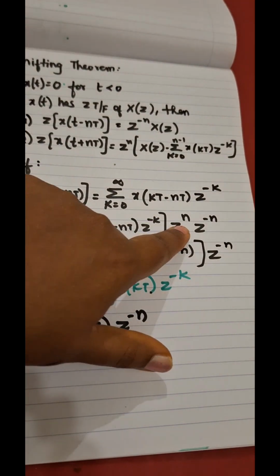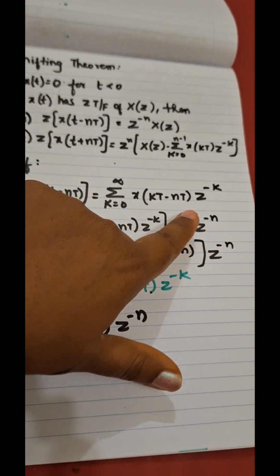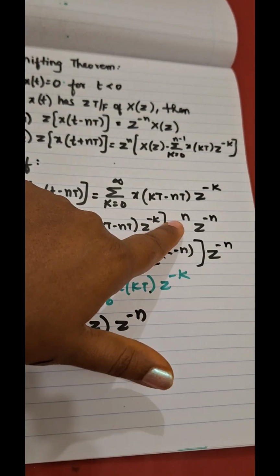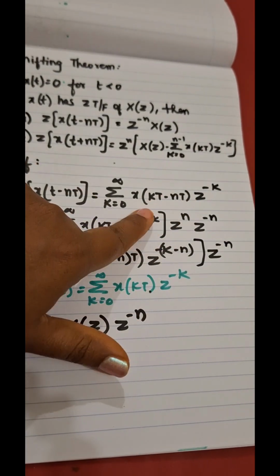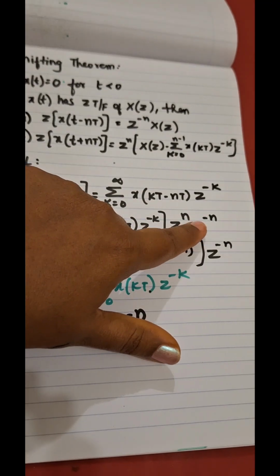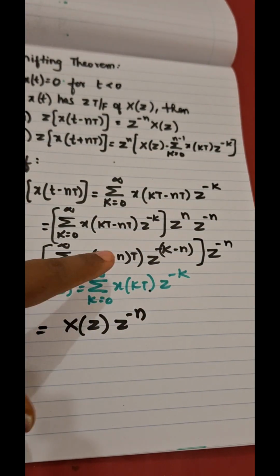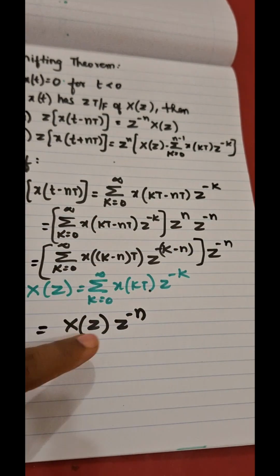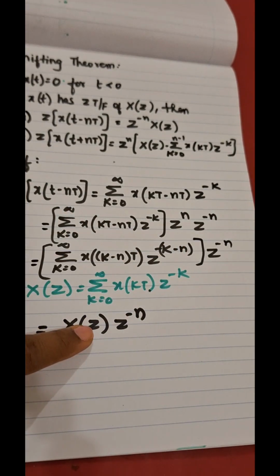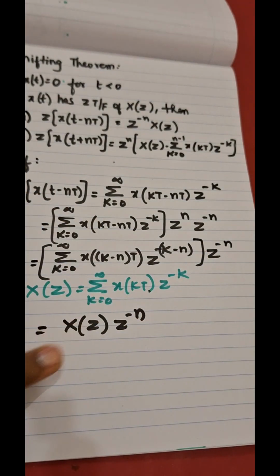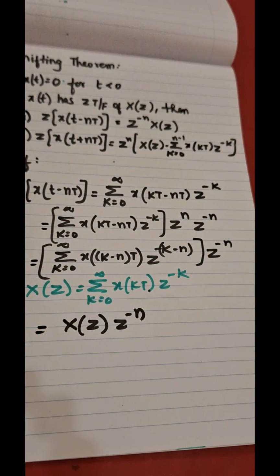That's why I multiplied z power n with z power minus n. I brought the positive inside, so I took it as negative, and negative will be positive only. So when positive came inside, the negative is outside. This overall equation is in the standard form, k minus n. So I can simply write this whole term as capital X of z with the leftover multiplier. With that I am done proving the first statement.